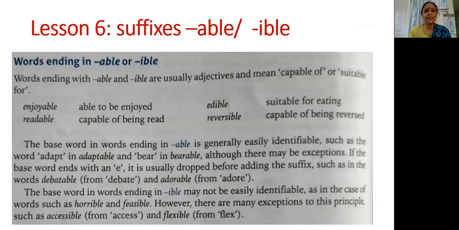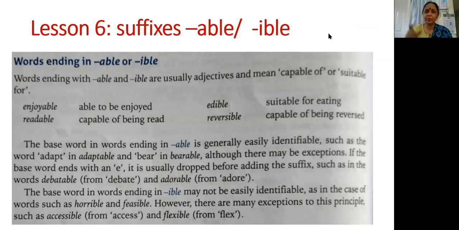Then lesson number 6, we are going to look at the suffixes able and ible. Now, how do you recognize when to use ABLE, when to use IBLE? Both suffixes mean capable of or ability to do something, capable of or suitable for. Like enjoy, enjoyable, that is able to be enjoyed. Edible is suitable for eating. Readable, capable to read. Reversible, capable of being reversed.